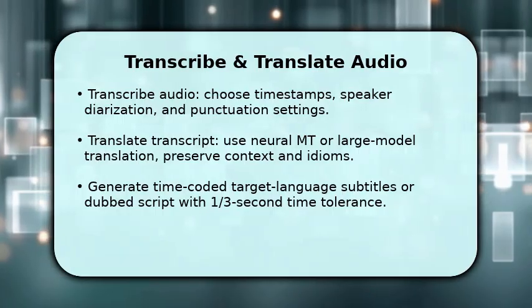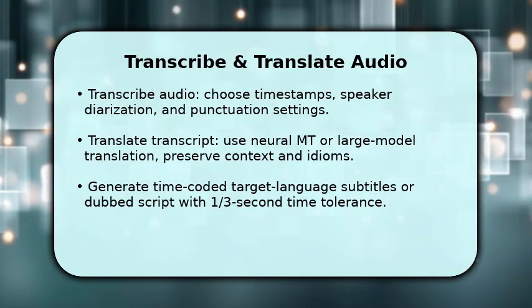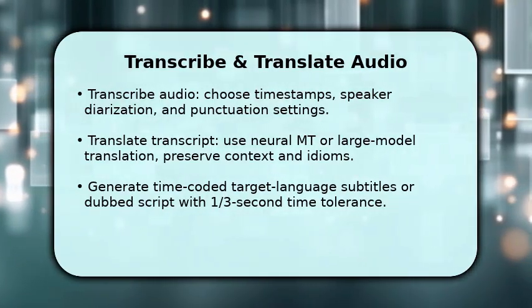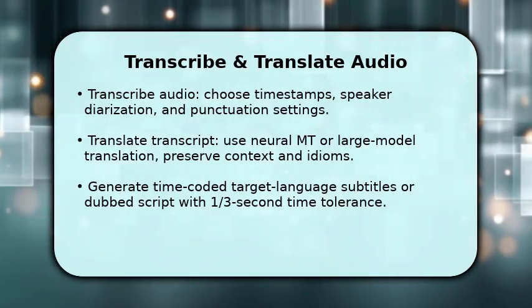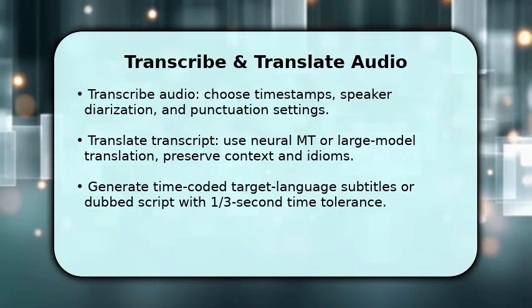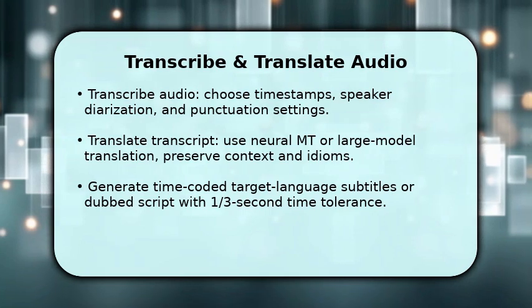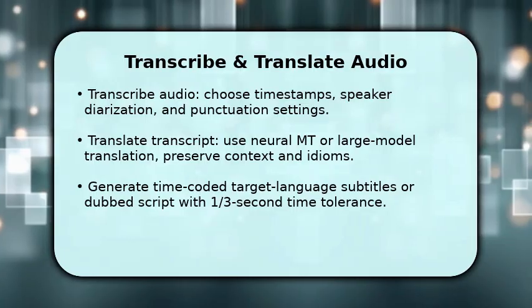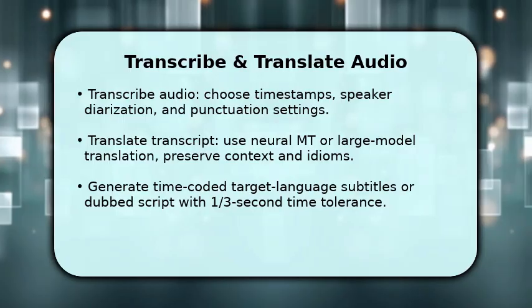Once you have the transcript, feed it to a neural translation engine while preserving context, split long sentences, keep idioms as notes, and use glossary entries for names or brand terms. After translation, create subtitle files, SRT or VTT, matching original timestamps with up to 1/3 second tolerance. Alternatively, produce a translated script for voice actors or TTS voices.